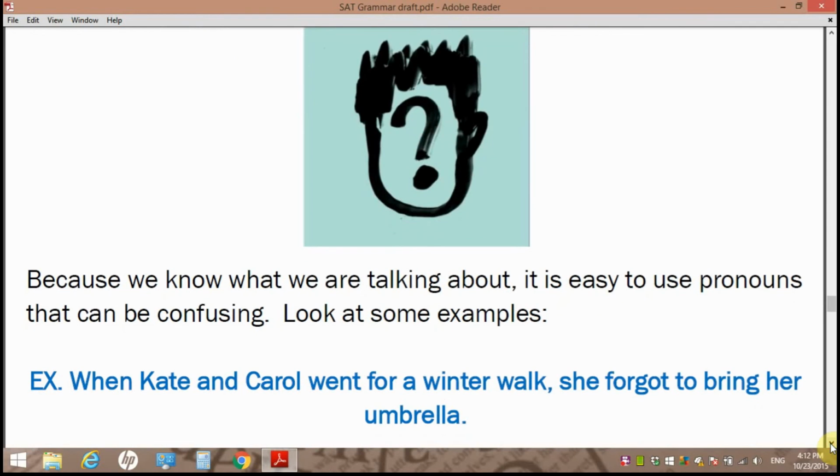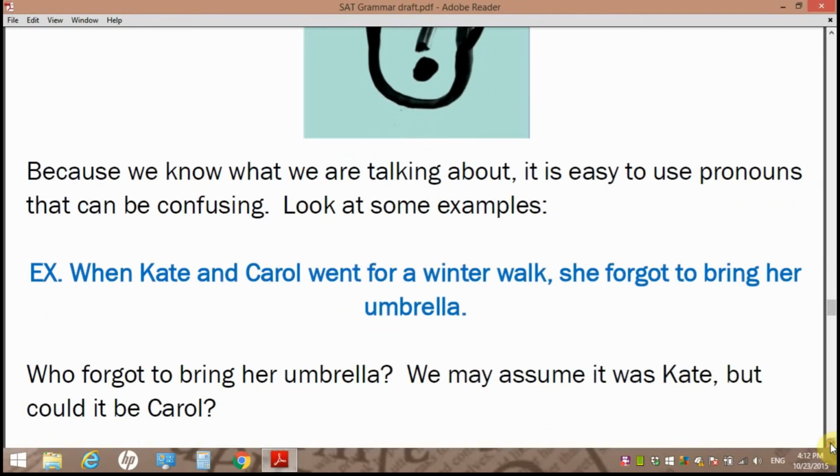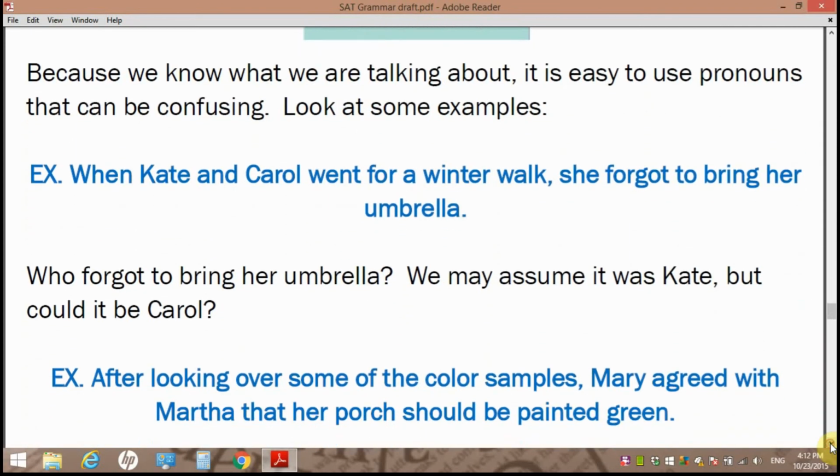When Kate and Carol went for a winter walk, she forgot to bring her umbrella. Well, who forgot to bring whose umbrella? Did Kate forget to bring Kate's umbrella, or did Kate forget to bring Carol's umbrella? Maybe Carol forgot to bring Kate's umbrella. It's not clear because we have 2 female nouns and then 1 female pronoun, so it's not clear. It should be rewritten, and there's a lot of different ways depending on the actual meaning of the sentence.